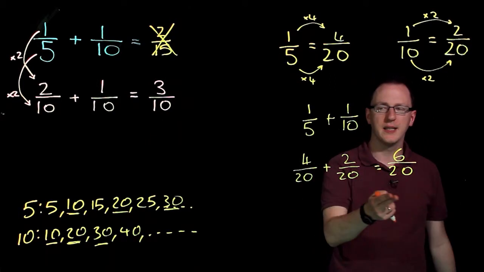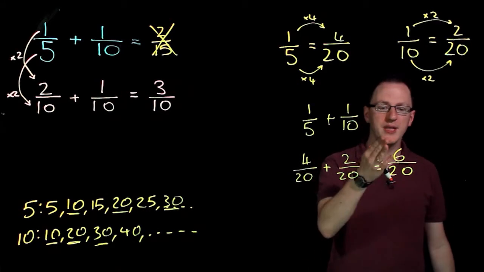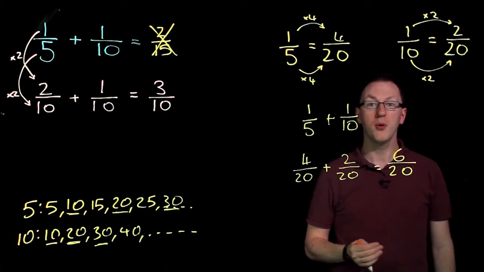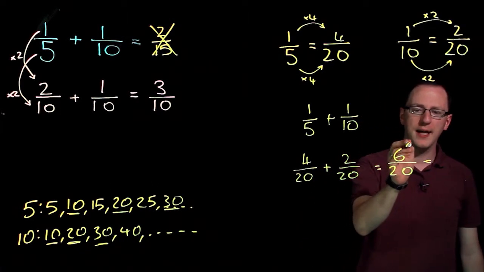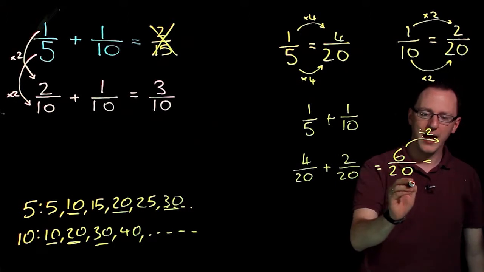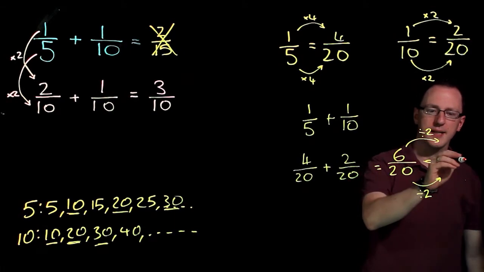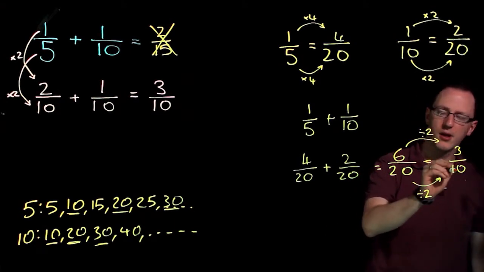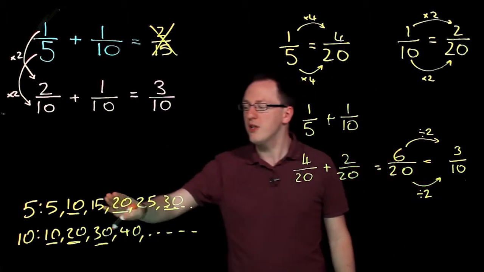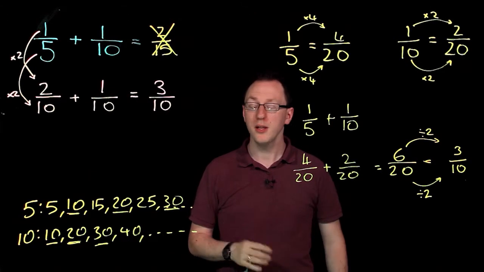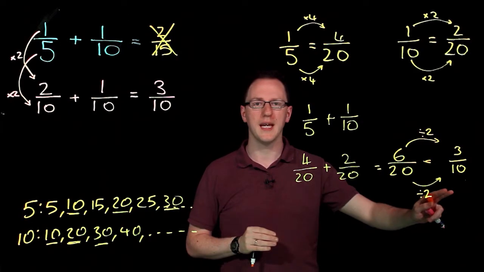But this fraction is not in its simplest form. There's a factor that both 6 and 20 have in common. They're both even, so it shares a common factor of 2. So let's divide the numerator by 2 and the denominator by 2. And that tells us that 6/20 is the same as 3/10, which is exactly what we found over here. So if you were to miss the lowest common multiple, that doesn't matter, as long as you simplify your answer before the end.